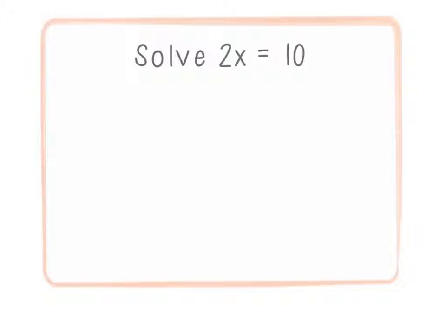Alright, in this problem we have 2x equals 10 and we need to solve. So I have 2x equals 10. I know that my variable is x, my coefficient is 2, and that equals 10. I'm trying to solve for my variable. Right now I have 2 times x. So I'm going to do the opposite of that and I'm going to divide by 2. And I'm going to do that on both sides.